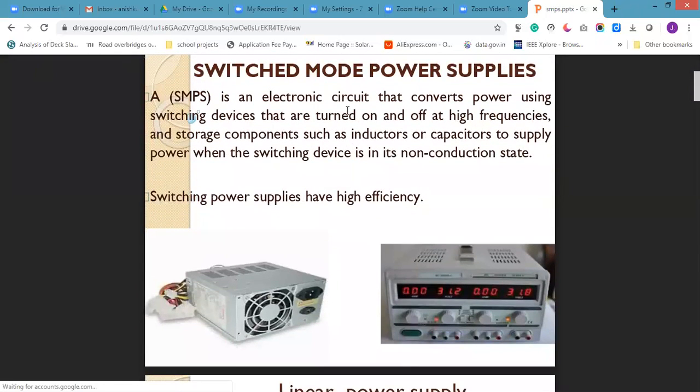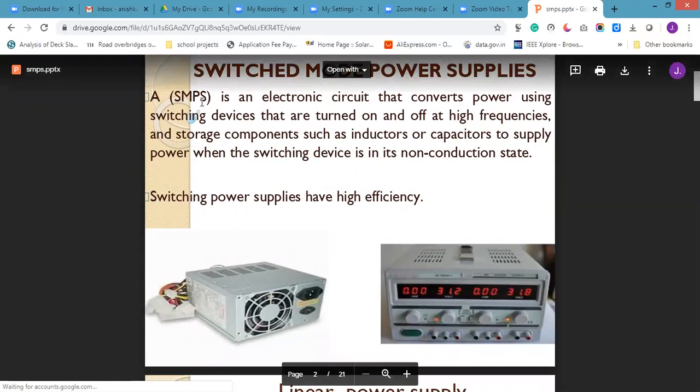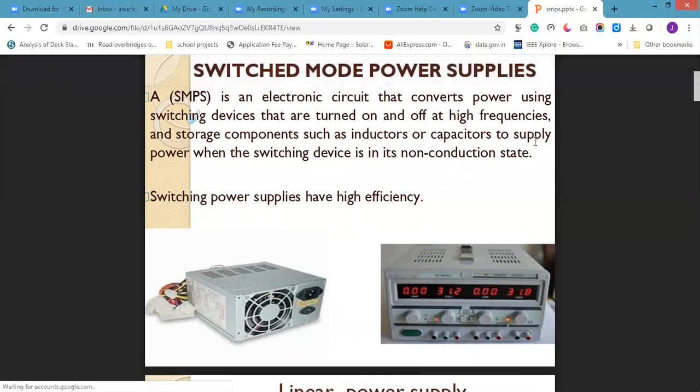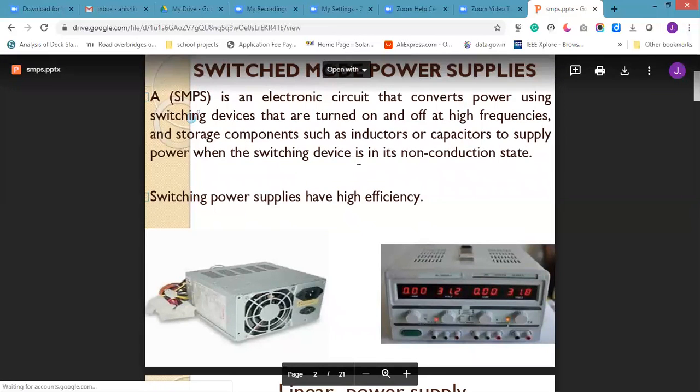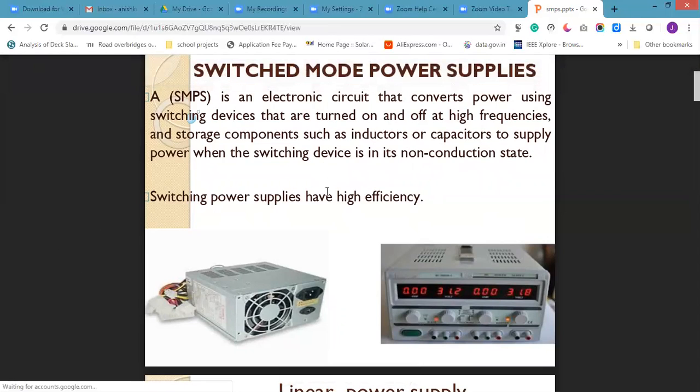Next, what is meant by switch mode power supply? Yes, SMPS is called as switched mode power supply. It is an electronic circuit that converts power using switching devices that are turned on and turned off at high frequency, and storage components such as inductors or capacitors to supply power when the switching device is in the non-conduction state. The switching power supply has very high frequency compared to the normal power supply.